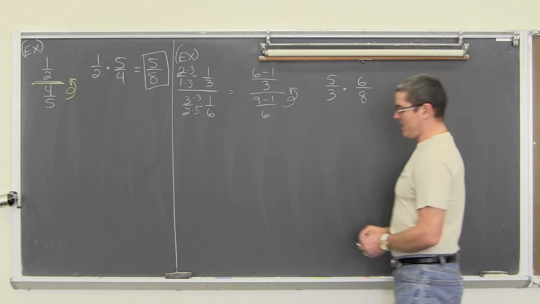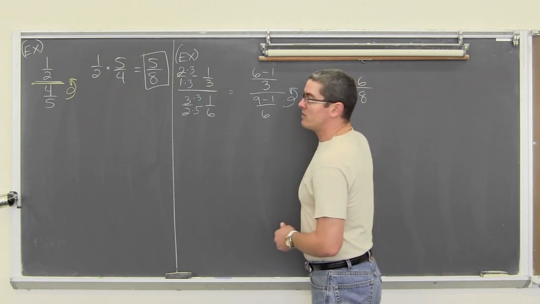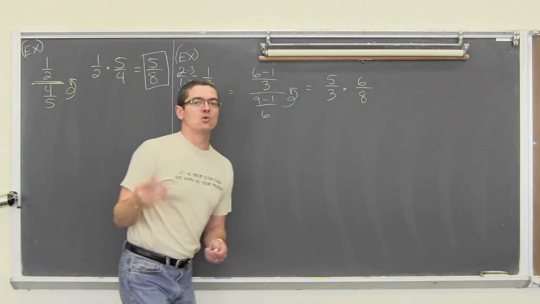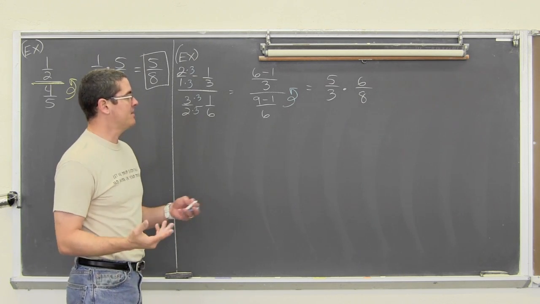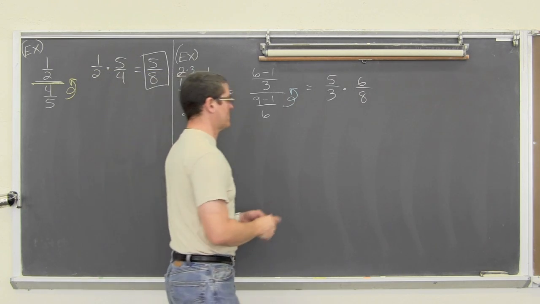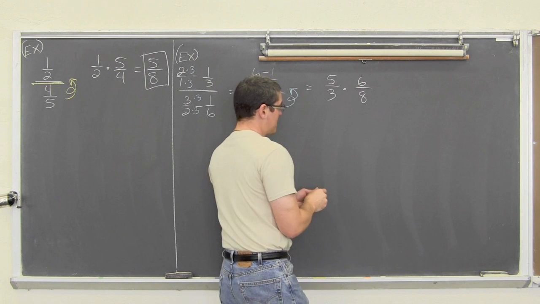Now, you can either multiply these fractions first, or you can cancel out first. It's your choice. Since this is all numerical, and the numbers are small anyway, let's go ahead and just multiply straight across. 5 times 6 is equal to 30.